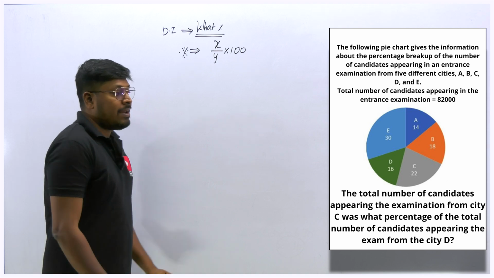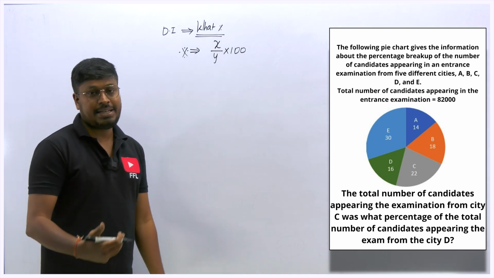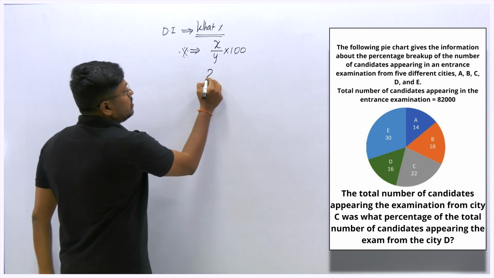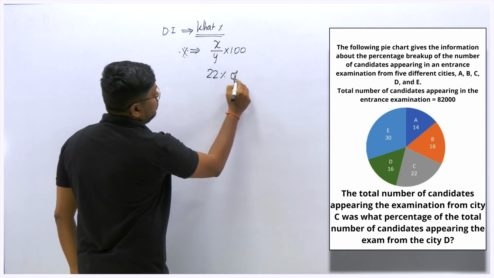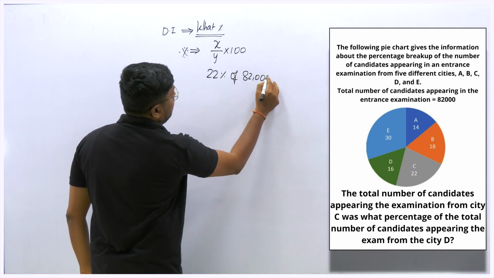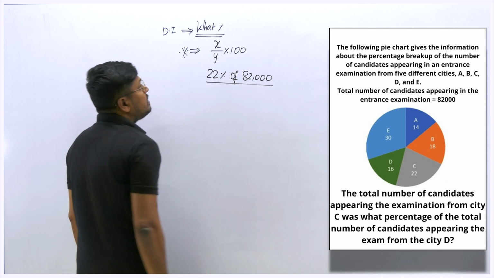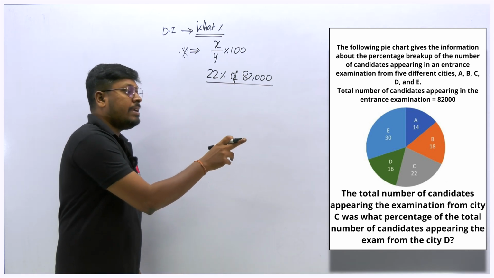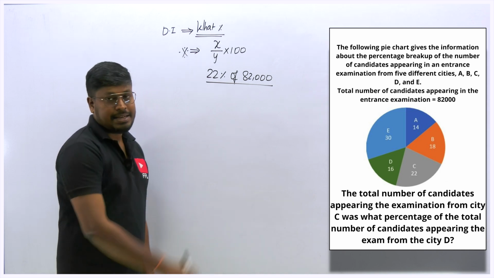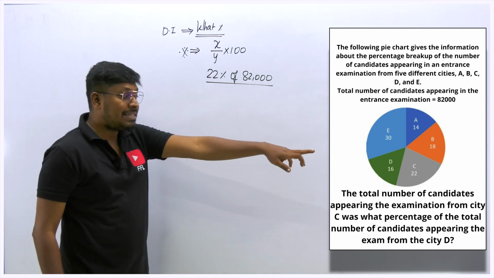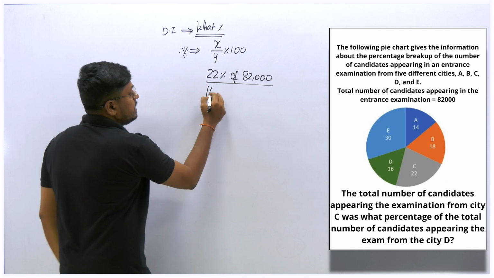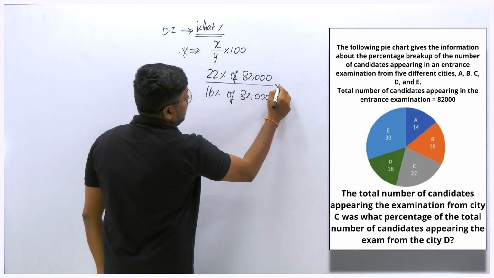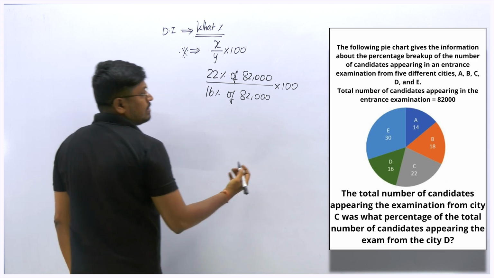So the total number of candidates appearing for the examination from city C. According to the chart, city C is how much? 22%. So 22% of the 82,000 appearing for the exam is from city C, and then what percentage of the number of candidates appearing from city D. City D is how much? 16%. So 16% of 82,000, into 100, that's it. So we have to cancel it and find the answer.